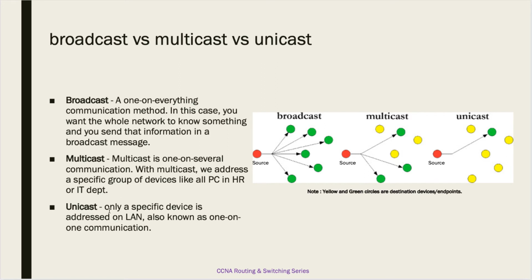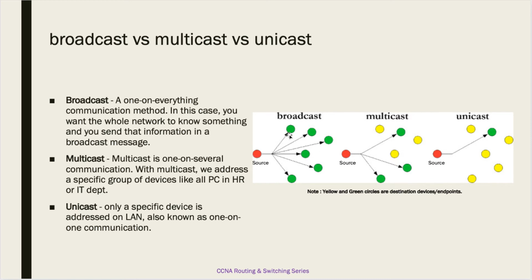Last but not least, the type of communication method is unicast. In the case of unicast, only a specific device is addressed on the LAN. This type of communication is also known as one-on-one communication. So you have one source and one destination. The source is only sending the data to this particular destination, and that's why it's called unicast.